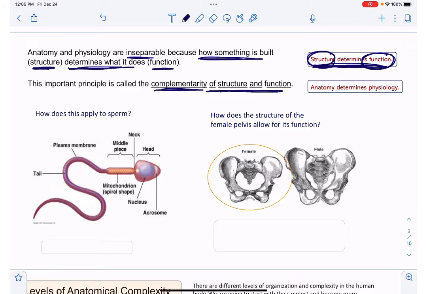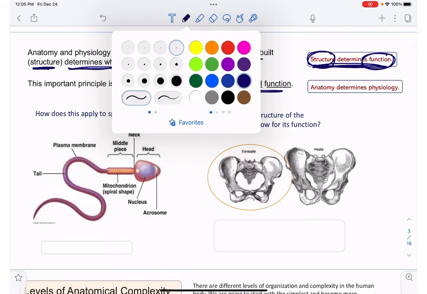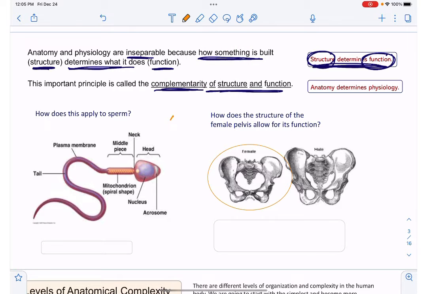There are a couple examples here that I want you to think about and come up with some ideas for, about how these represent the complementarity of structure and function. You can open these questions up to the group discussion and see what other people come up with. So first of all, how does the complementarity of structure and function relate to this sperm? How does the structure of this sperm determine what it does? What's unique about the structure of this sperm, and how does that help it to do what it does?